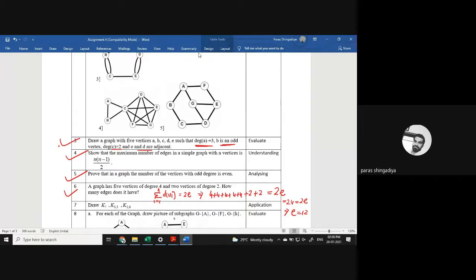7 vertices you have to plot, and edges are 12. Number of edges you have to add is 12, and connect in such a way that there are 5 vertices of degree 4 and 2 vertices of degree 2. First, you just try it, okay?